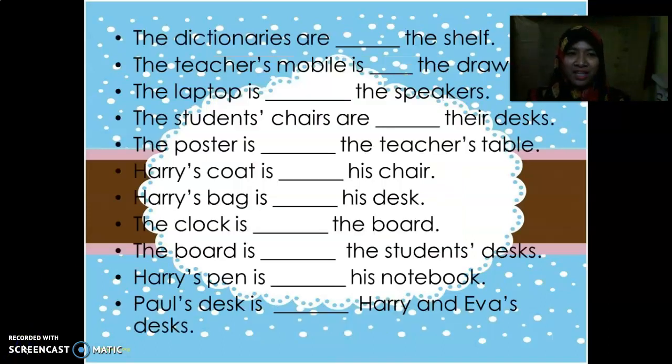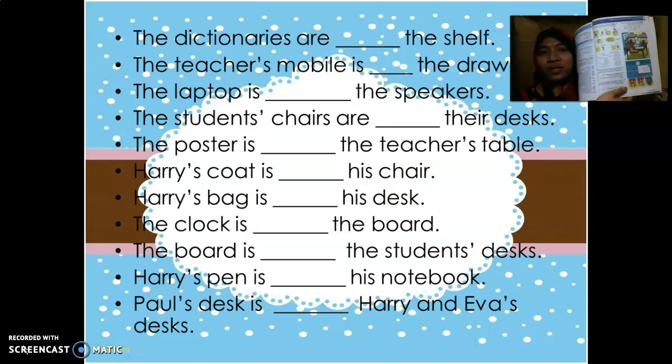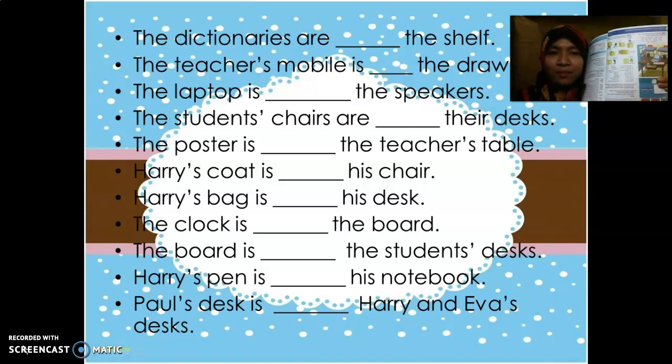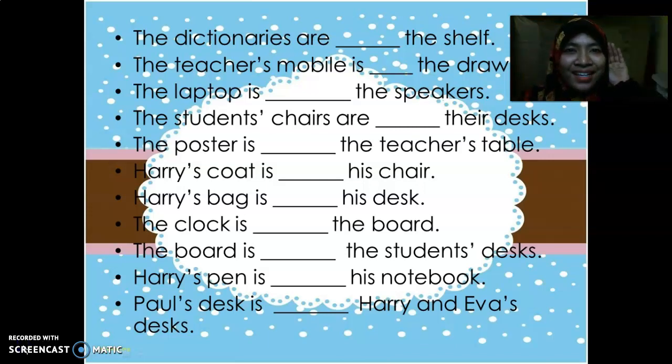Okay, for this activity, please refer to page 6 of your student's book. Please refer to the pictures for better understanding, for your reference. Okay, while looking at the pictures, please listen to the audio. Are you ready? Please lend me your ears. Give your attention, please.